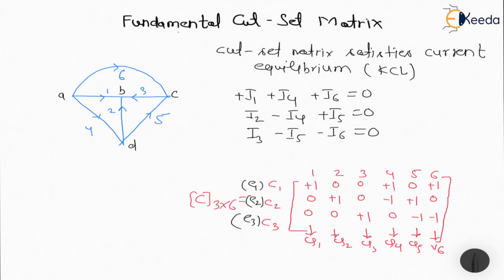For the GATE syllabus, we need to write only up to here, and we have seen that in the cut set matrix we determine branch voltages in terms of induced cut set voltages, as I wrote in the definition. So here it is all about this cut set matrix. Thank you.